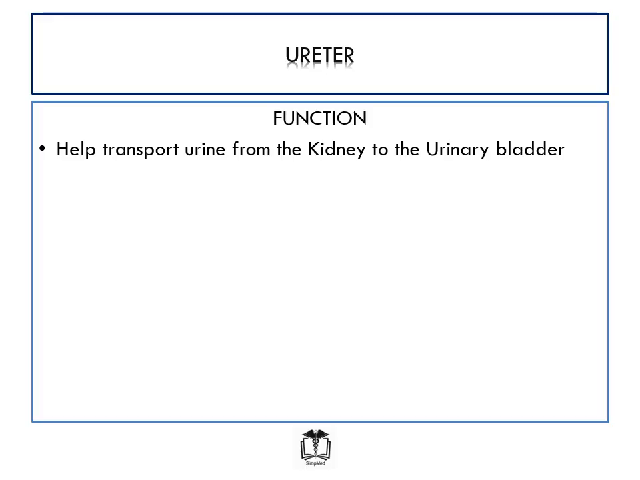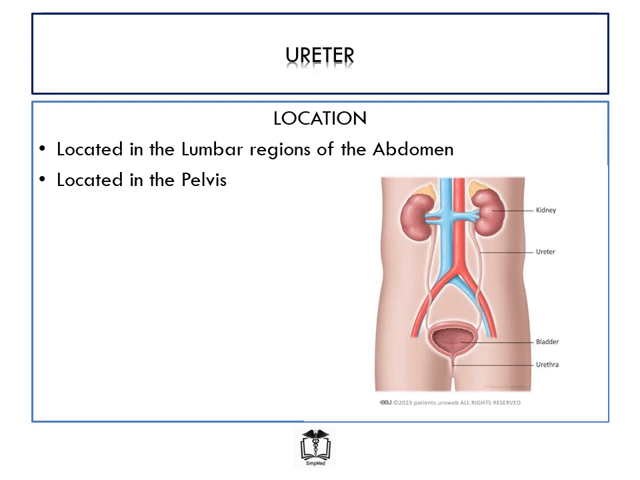The function of the ureter is transportation. It helps in transporting urine that has been produced at the kidney level to the urinary bladder for storage. In terms of location, the ureter is located in two major parts. It's located in the abdomen, so we have an abdominal portion of the ureter. It's also located in the pelvis, so we have a pelvic portion of the ureter.